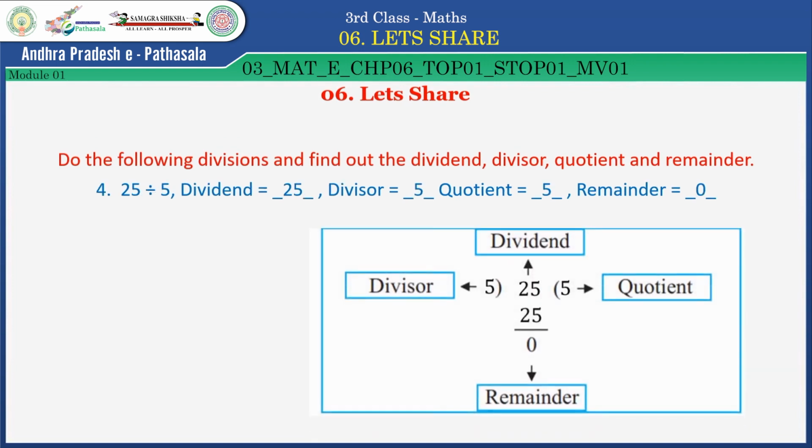And the last example is, do the division and find out the dividend, divisor, quotient and remainder. Here it is given 25 ÷ 5. Clearly we know that the dividend is 25 and divisor is 5. In the 5 table, 5 5s are 25. 25 minus 25 is 0. The quotient is 5 and the remainder is 0.